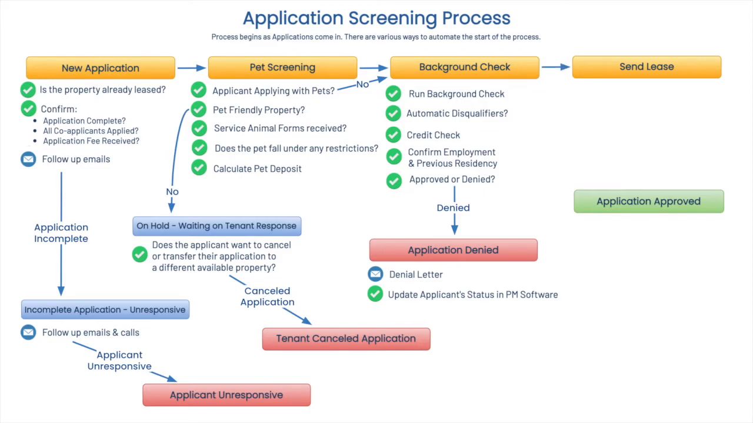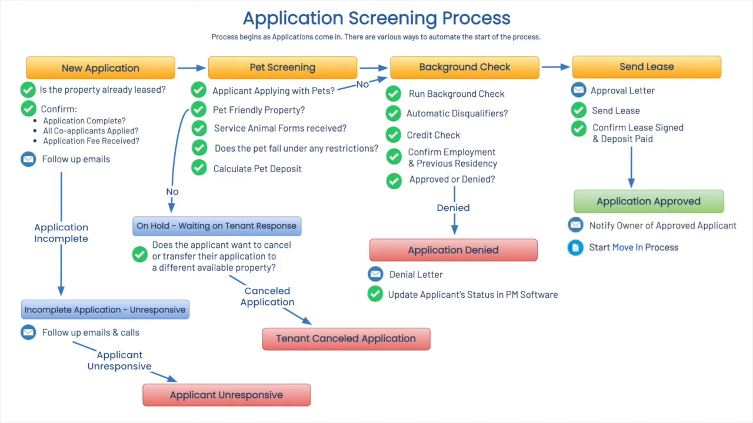If approved, however, we move on to the send lease stage, where we send the approval letter, prep and send the lease, and confirm the lease was signed and deposit paid. Finally, the process moves to the application approved stage. We notify the owner, start the move-in process, and the application screening process is finished.